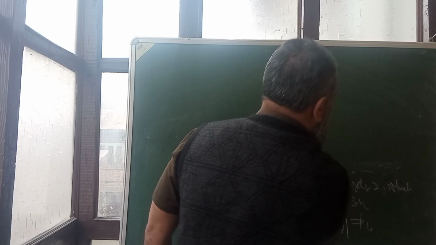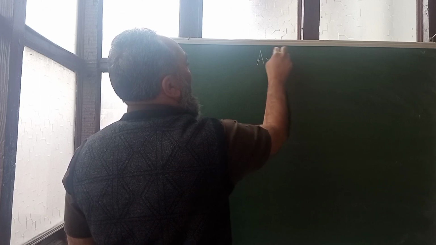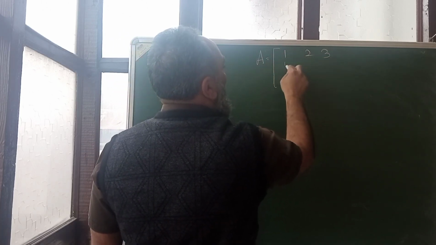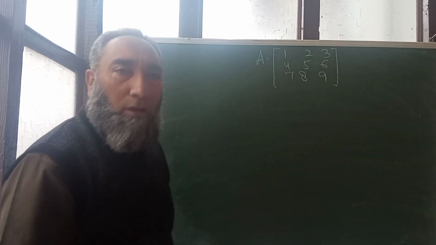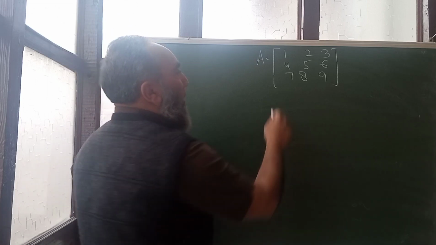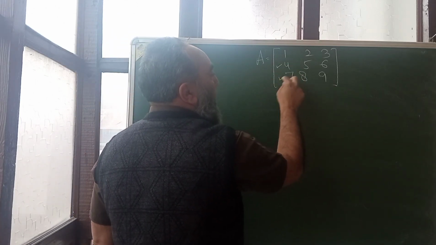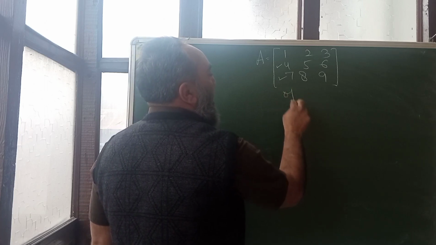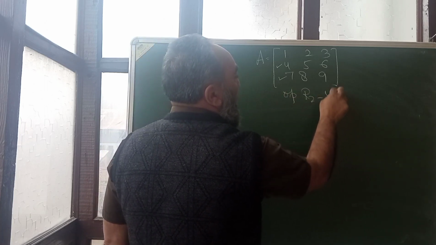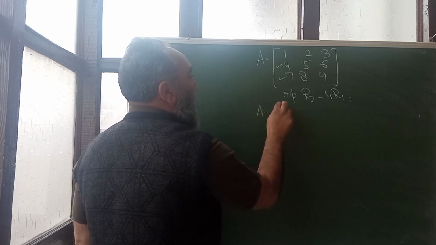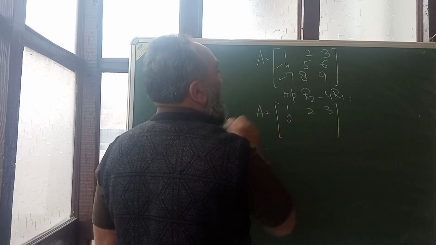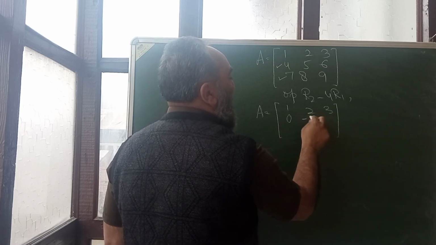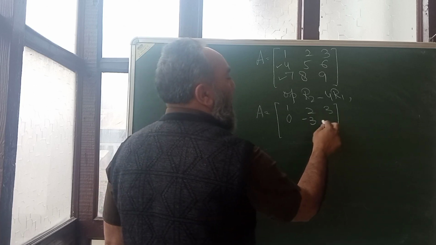Let me take one more example which I have already seen. A equals 1, 2, 3, 4, 5, 6, 7, 8, 9. You have seen that its rank is also 2. Let me use elementary operations to make them 0. Operate row 2 minus 4 times row 1. Your A is 1, 2, 3; 4 minus 4, 0; 5 minus 8, minus 3; 6 minus 12, minus 6.